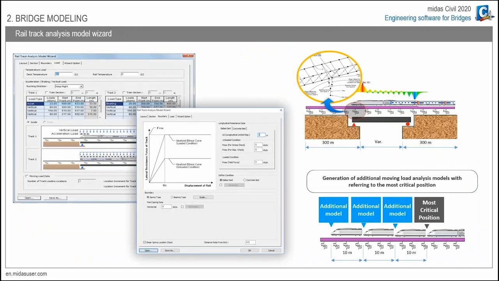Then we have a wizard for the rail track analysis model. If you are dealing with railway projects, as we know, nowadays we are going for continuous welded rails. So if you have continuous rails over the bridge, there is interaction between deck and rail, and due to that, additional stresses come in the rail. To take into account those stresses, we need to perform rail track analysis. For that, a special wizard is available, so using this, we can perform rail track analysis quite easily.